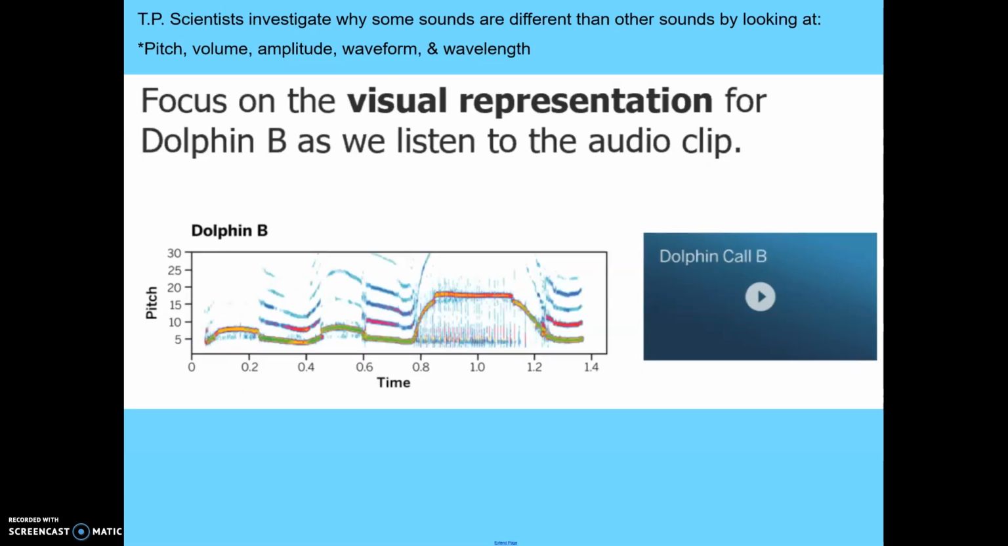Let's listen to the second dolphin call and see how that could match this graph.